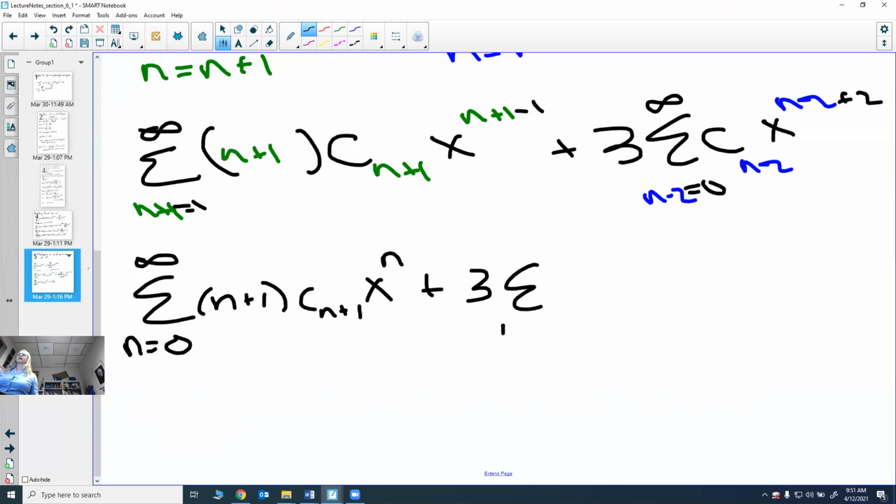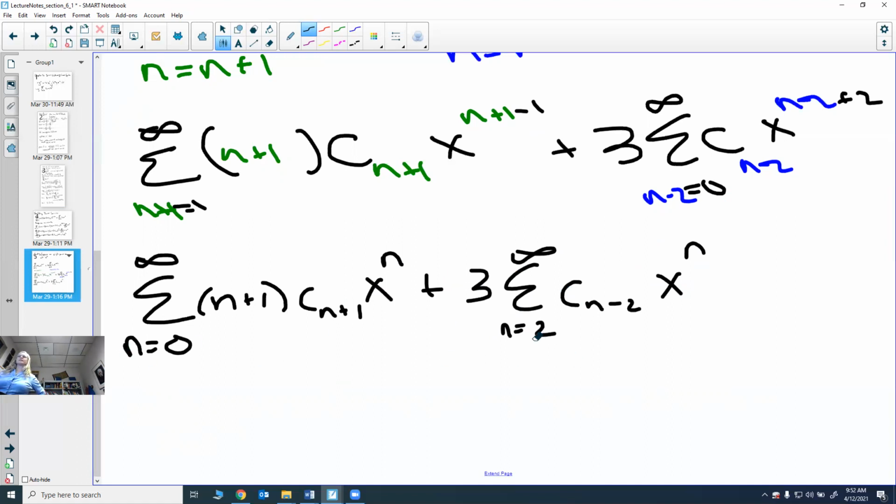Now this one's going to start at n, it was n minus 2 equals 0, so solving for n, you get n equals 2 to infinity. c sub n minus 2, x to the n, because n minus 2 plus 2 is just x to the n. I'd like to put these together.